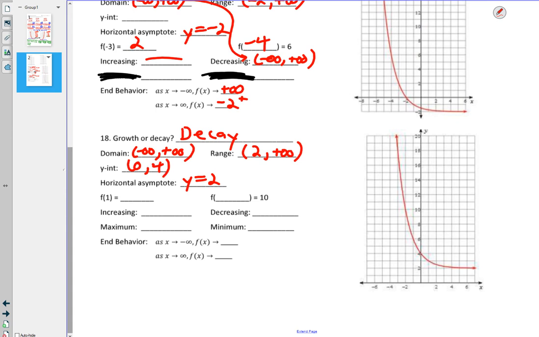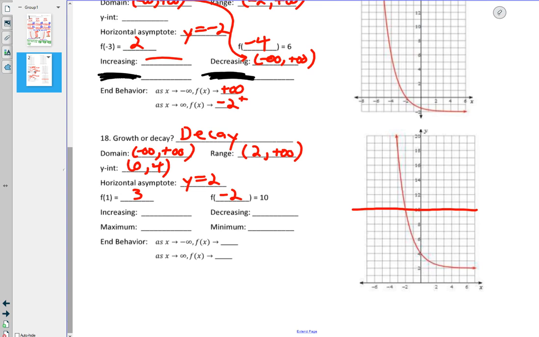Show me what is the value of the function when x is 1. When x is 1, what is y? It looks like 3 to me, unless my thing is off. And what is the value of x when y is 10? When y is 10, x is negative 2, you said?